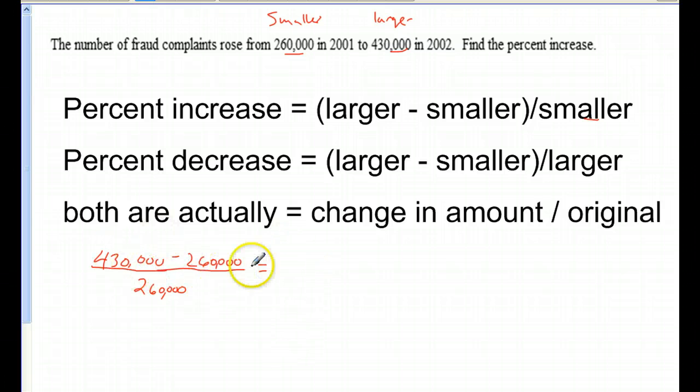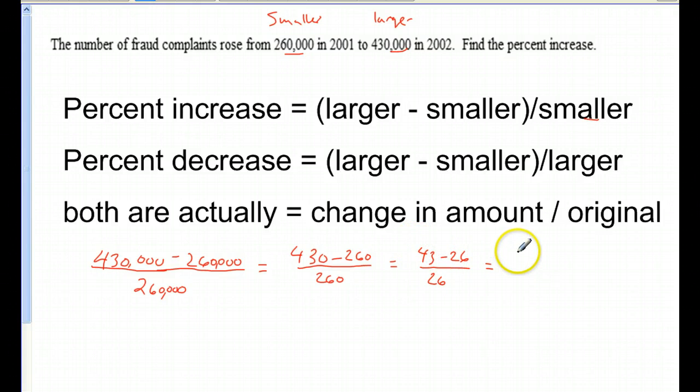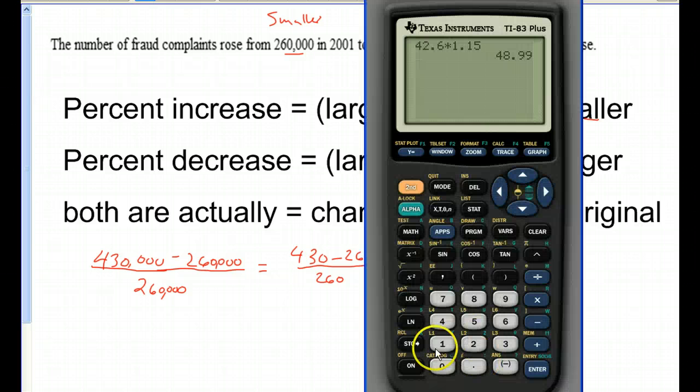Alright, now they're all thousands, so I could just as easily shrink this down to 430 minus 260 divided by 260. Alright, and even then they still end in zeros. As long as they end in zeros, you can subtract, get rid of the zeros. So 43 minus 26 is 17, and then 17 is over 26. So this is 17 divided by 26 equals 65.38 blah blah blah.